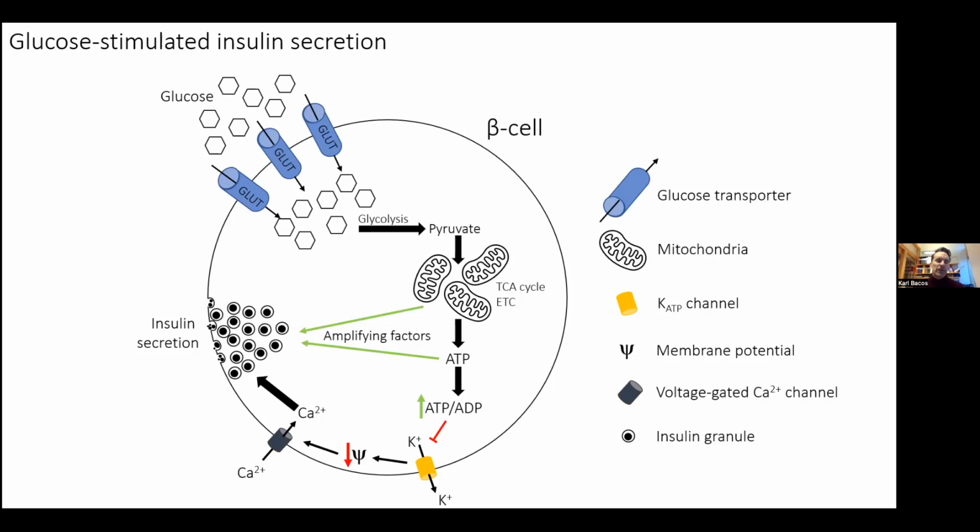And then there are also amplifying factors as well. But basically, mitochondrial metabolism yields ATP, which closes the KATP channel. That's important for the next part. Because you can treat cells with high potassium to depolarize the cell without having this ATP. So by treating the cells with high potassium, you can find out if the defect occurs before or after closure of the KATP channels, basically.